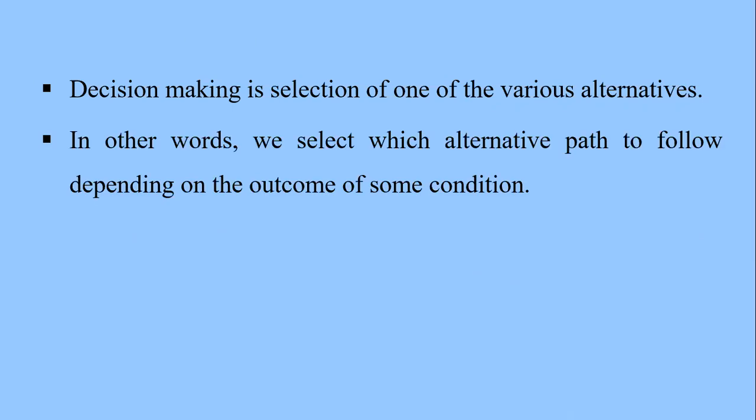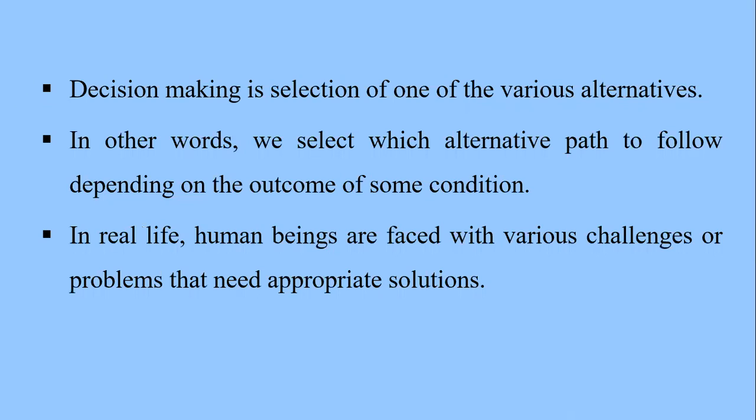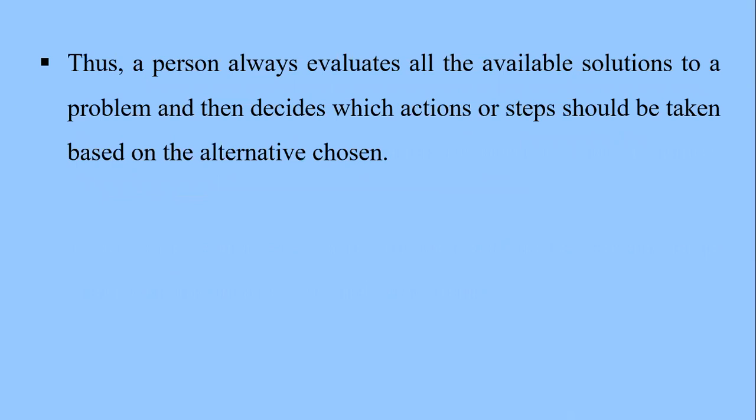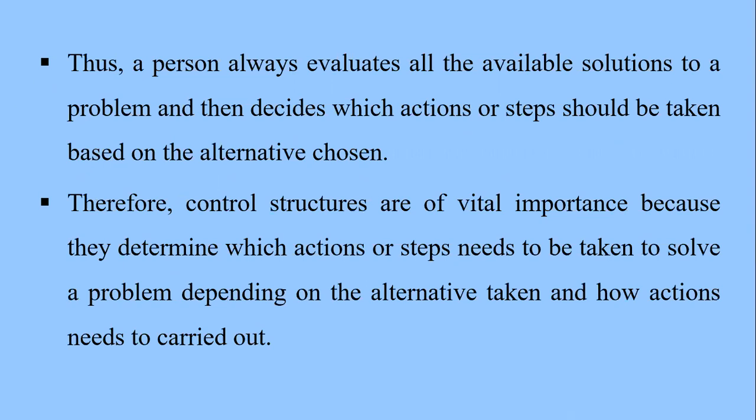Decision making is therefore selection of one of the various available alternatives. In other words, we select which alternative path to follow depending on the outcome of some condition. In real life, human beings are faced with various challenges or problems that need appropriate solutions. Thus, a person always evaluates all the available solutions to a problem and then decides which actions or steps should be taken based on the alternative chosen. Therefore, control structures are of vital importance because they determine which actions or steps need to be taken to solve a particular problem depending on the alternative taken and how actions need to be carried out.